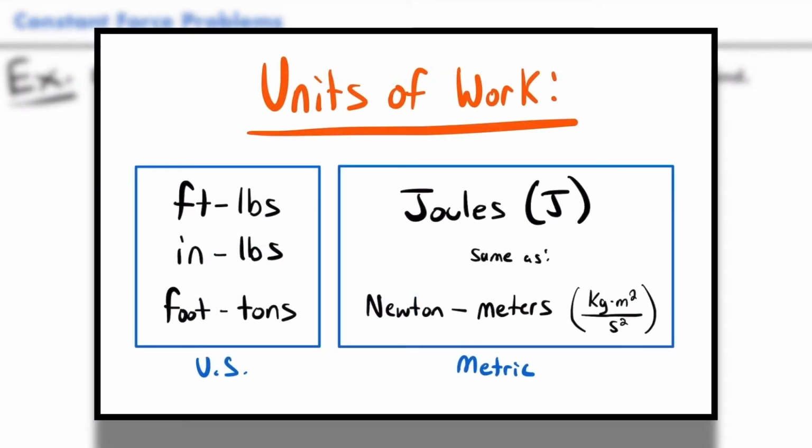So to kind of summarize what we learned from our constant force problems for work, the units of work are as follows. If you're working in the US customary unit system, these 3 units are the most common units of work. We have foot-pounds, inch-pounds, or foot-tons. Sometimes you'll also see mile-tons or mile-pounds, but typically we like to work in foot-pounds if we can. And then for the metric system, the main unit of work is joules, which is the same as Newton meters, which is the same as kilograms times meters squared divided by seconds squared. All right, and so these are the units that we will use when we solve work problems.